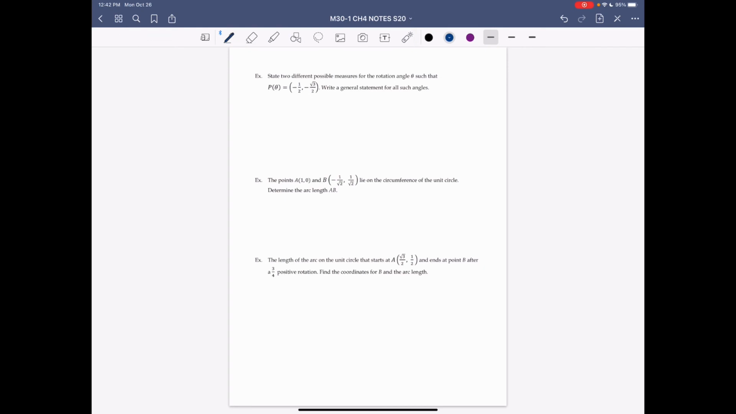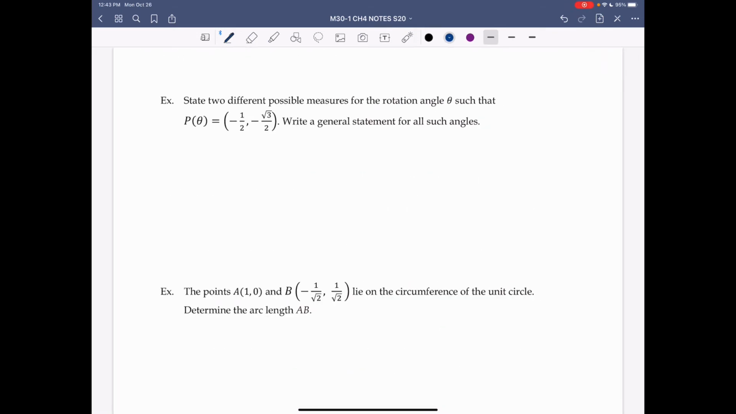State two different possible measures for the rotation angle theta such that p of theta equals negative 1/2 and negative root 3/2. Write a general statement for all such angles. X is negative and y is negative. In which quadrant are they both negative? That's in quadrant 3. So our point is in quadrant 3. I can draw a diagram.